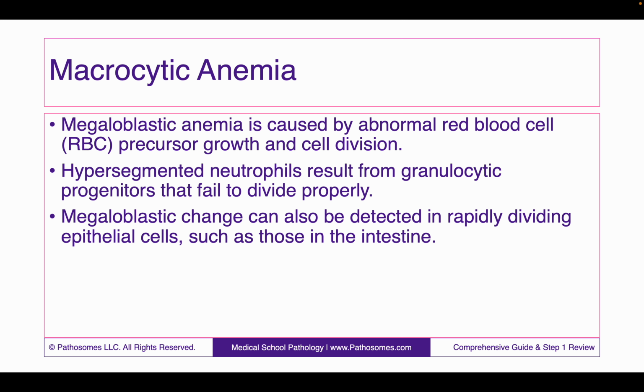Megaloblastic anemia is caused by abnormal red blood cell precursor growth and cell division. Hypersegmented neutrophils result from granulocytic progenitors that fail to divide properly. That's why the polymorphonuclear cells, or neutrophils, appear to have many lobes, because they're not dividing properly under vitamin B12 or folate deficiencies. Megaloblastic change can also be detected in rapidly dividing epithelial cells, such as those in the intestine.